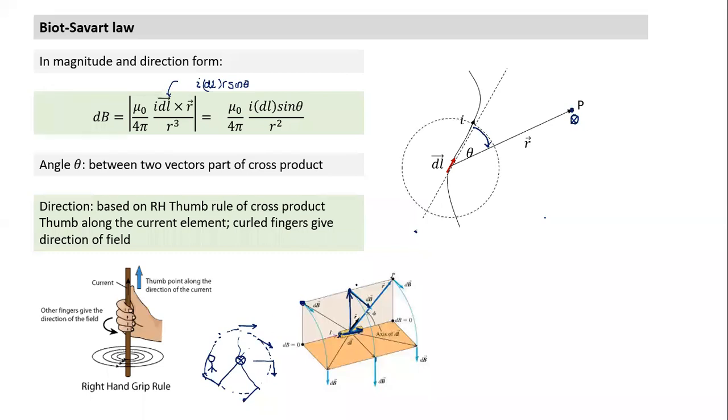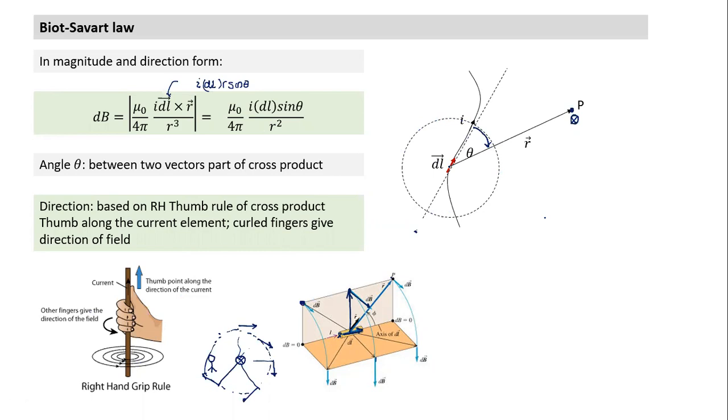Another way to understand: this is the point here. Suppose I draw a circle here, a dotted line, and all points are equidistant. So the distance is the same. When the r value is the same, does it mean that for all points lying on the circle the magnitude of field will be the same and the direction will be the same? Let's try and understand one by one.